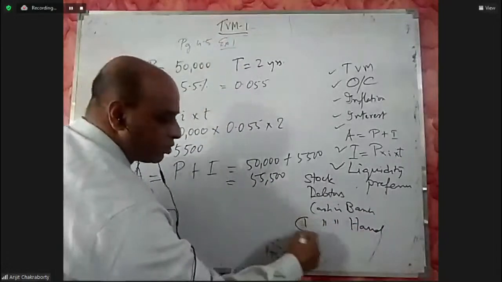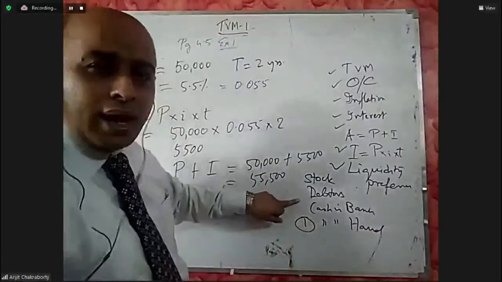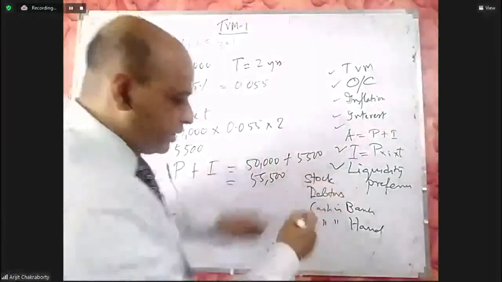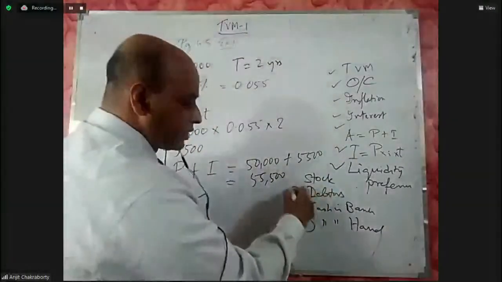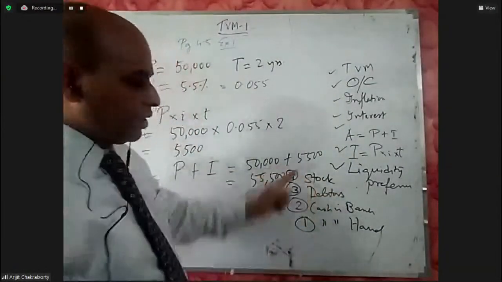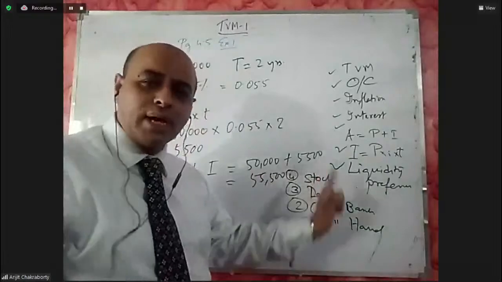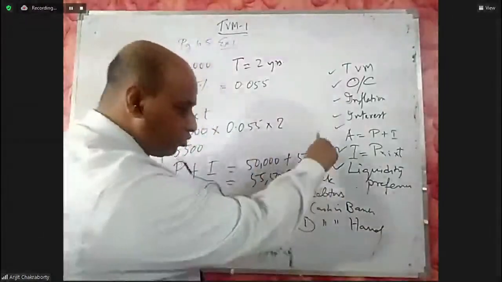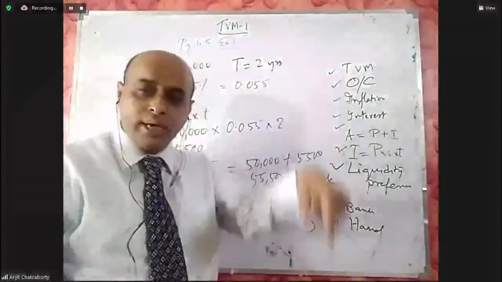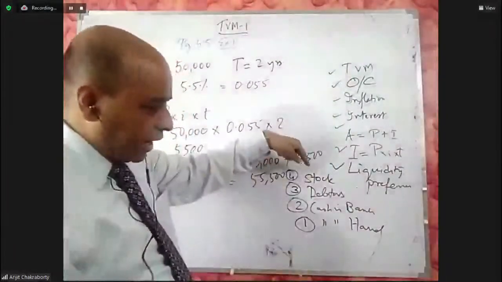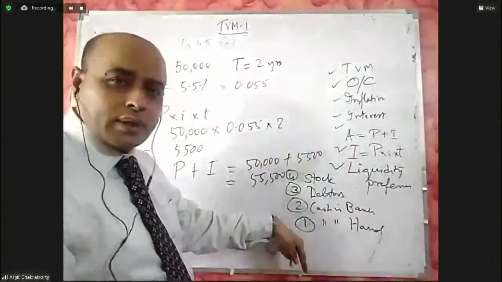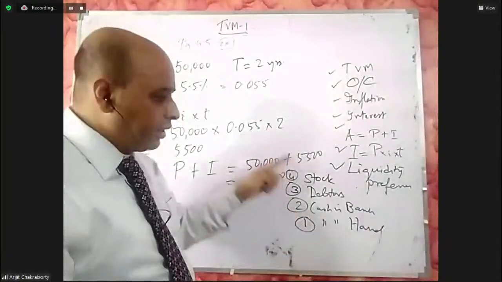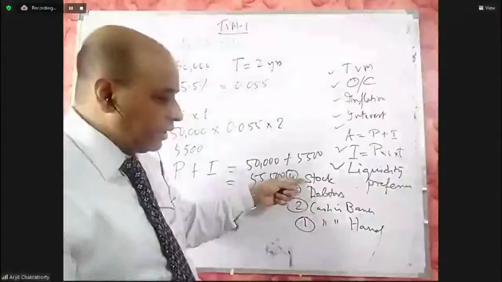Cash in hand is the most liquid, number 1. Cash in bank is not that liquid, so number 2. Debtors is number 3, 4th is stock. So as I move up, it becomes less liquid. As I move down, it becomes more liquid. Liquidity preference increases as I move down. Okay? Stock is the least liquid.